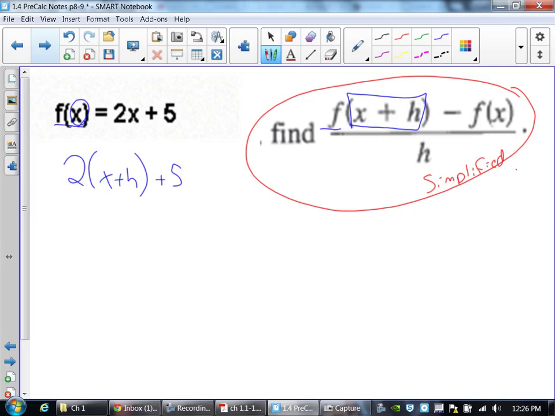Just like you did yesterday when you had your function notation. We had f of x is 3x minus 1. What is f of 3? Well, you took the 3 and you substituted in. You got 3 times 3 minus 1. It's the same thing.